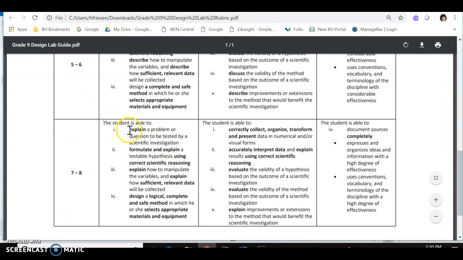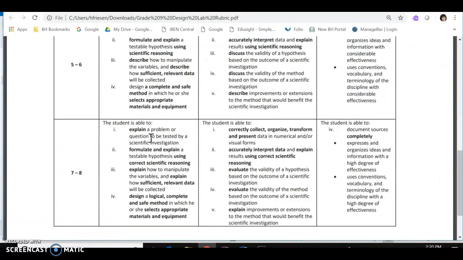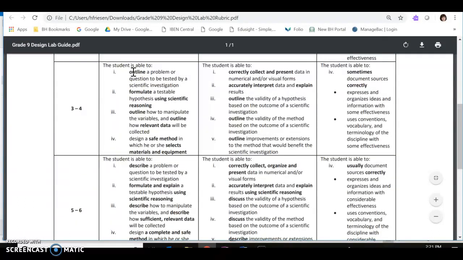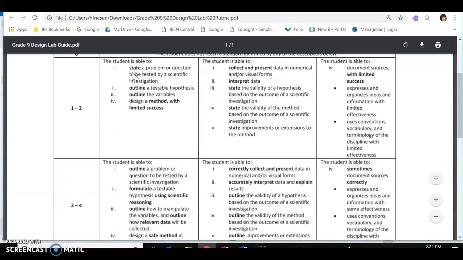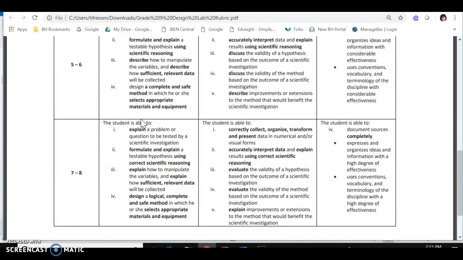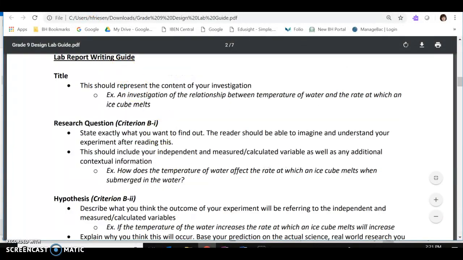The rubric says to explain a problem or question. At the highest level, explain is different than describe, and that's different again than outline, and that's different again than simply stating. In other words, it's not enough to just ask the question. You need to build out the context for what it is you're hoping to investigate. And then that will lead you to developing your hypothesis.